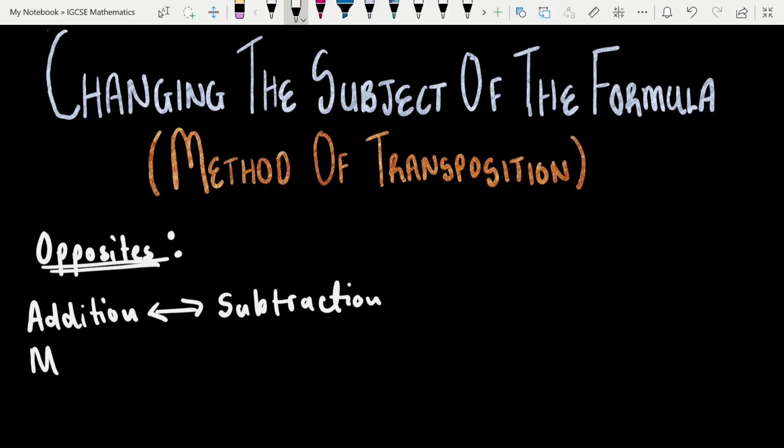And then we have another one, which is multiplication. Its opposite is going to be division. So if something is multiplying on the left, you take it to the right, it will divide. If something is dividing on the left or on the right, whatever, if you take it to the other side, it is going to multiply. That's straight, nothing else.